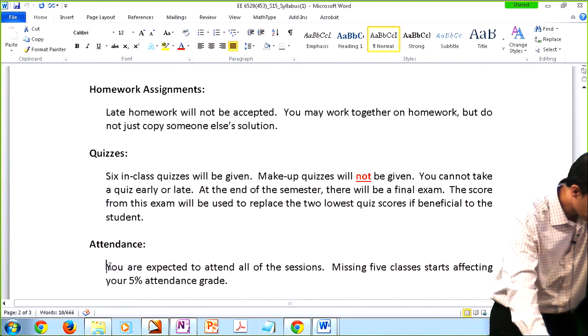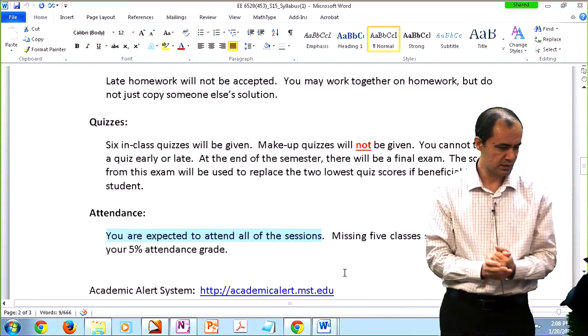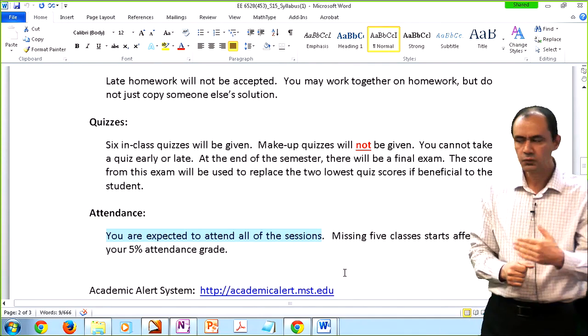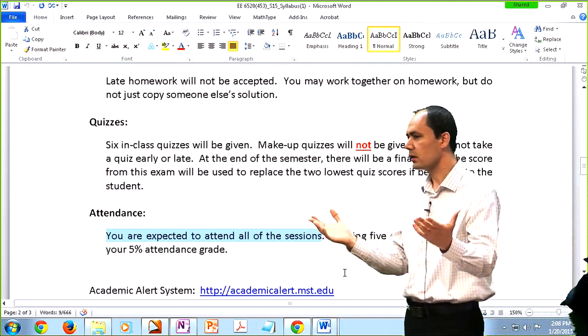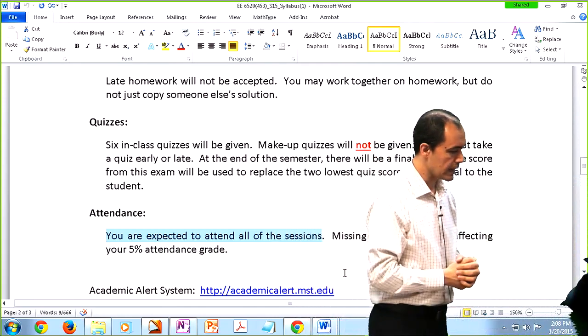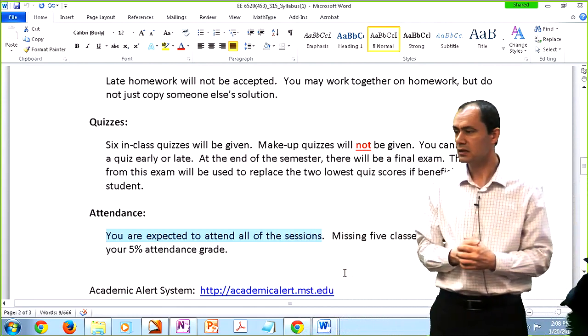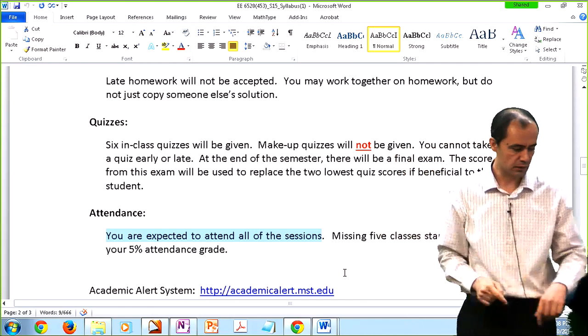Attendance, this is for on-campus students only. And 5 points out of 100 is for attendance. If you miss up to 4 classes, that's fine. We are all human. Sometimes we get sick. Sometimes we are not in the mood. And beyond 4 absences, I'm going to start reducing from that 5%.